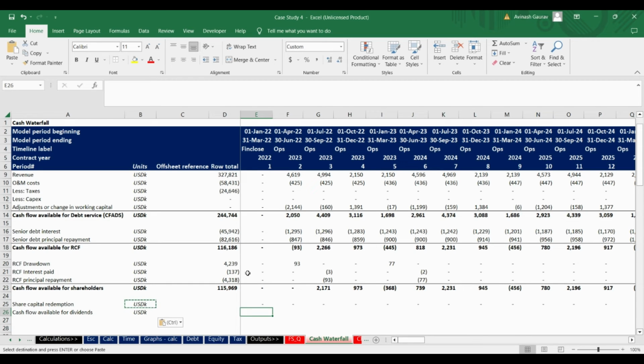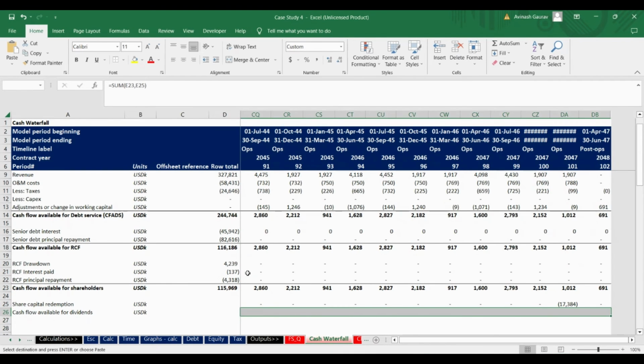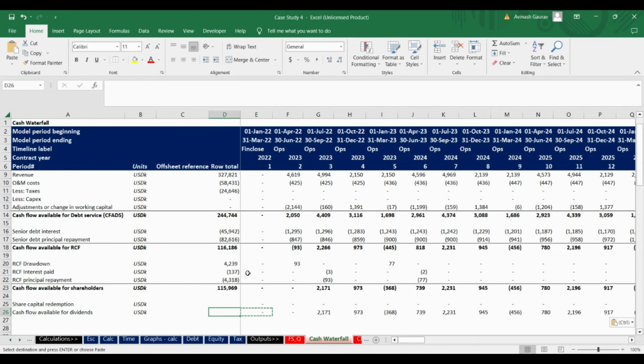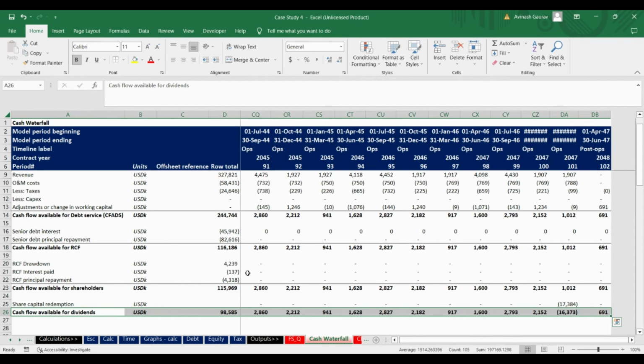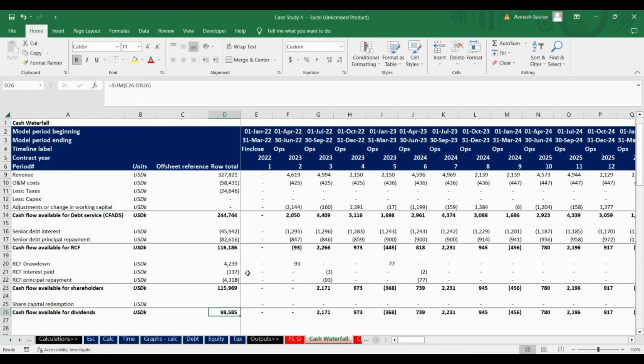So now you have a cash flow available for dividends. I can say it is the sum of my cash flow available for shareholders and my share capital redemption. Correct? Now, this will be my cash flow available for dividends. Again, make this a bold line because it's kind of a heading.